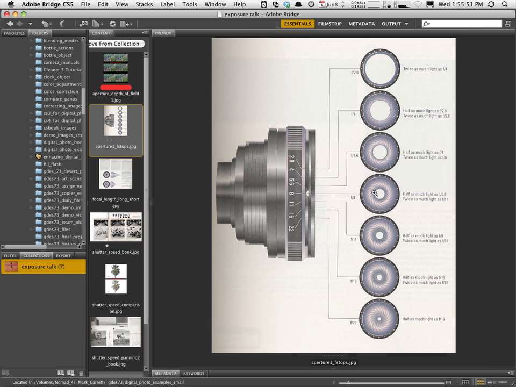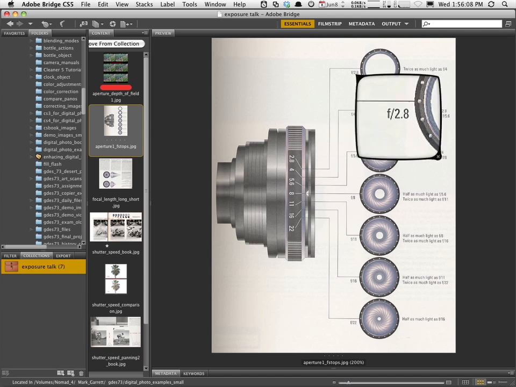So for example, this is f8, kind of in the middle here. This aperture lets through twice as much light as the next whole f-stop, which is f11. It lets through half as much light as the next bigger f-stop, which is 5.6.